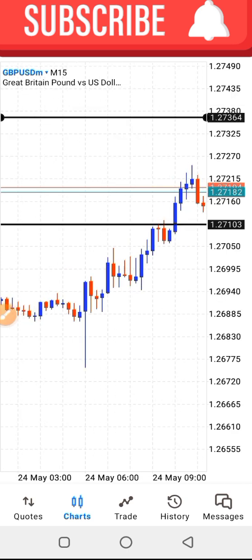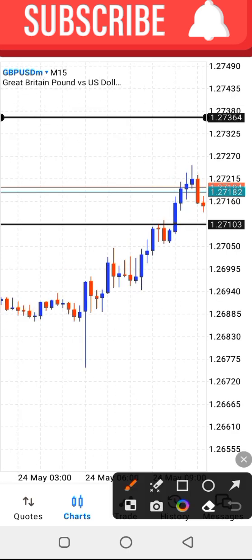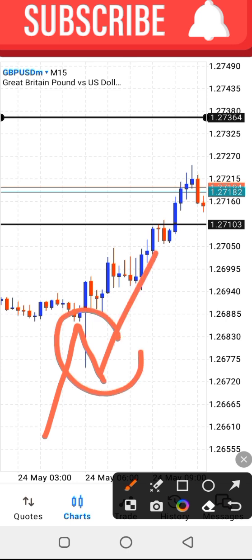What qualifies as a pullback? Let me quickly explain. For those that don't know, a pullback is a period whereby you have candles moving in the opposite direction to the current trend. So let's say we are in an uptrend, market moves up, then comes back a bit, then continues. This is what we call a pullback.